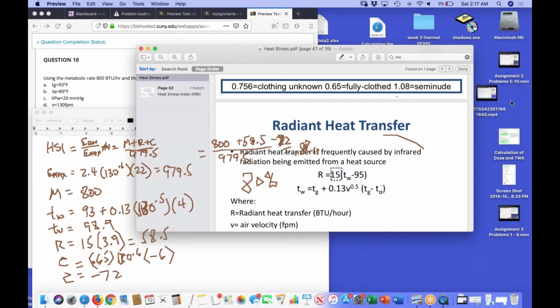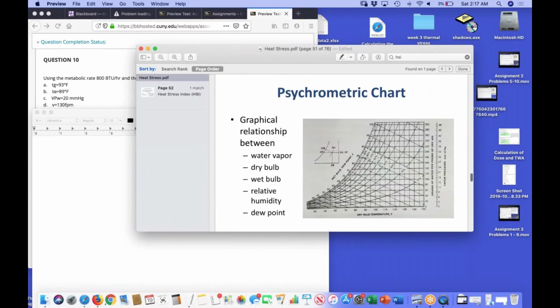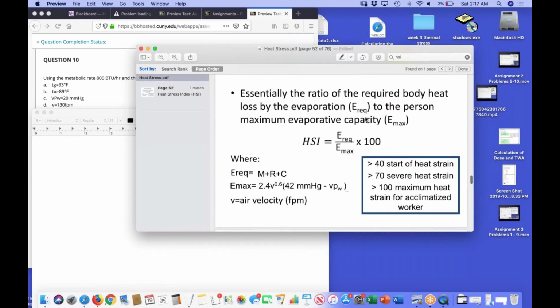Let me get rid of all this writing. What does that tell us? That tells us that our heat stress index was 80% of the maximum. 100 is 100% maximum heat strain for an acclimatized worker. 70 is severe heat strain. So at 80, we're in the severe heat strain work, but we're not at the maximum heat strain for an acclimatized worker. So the answer to that would be 80%.